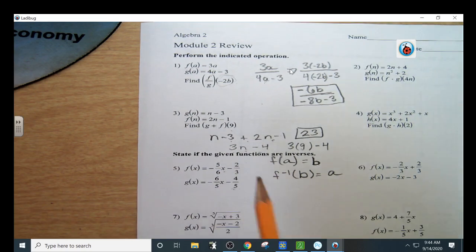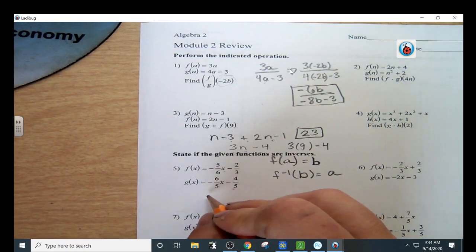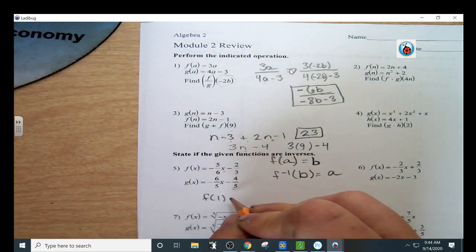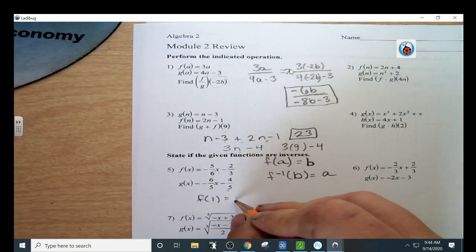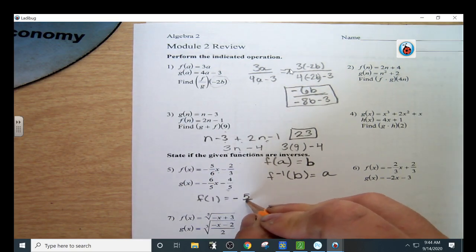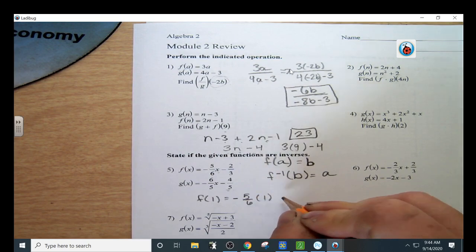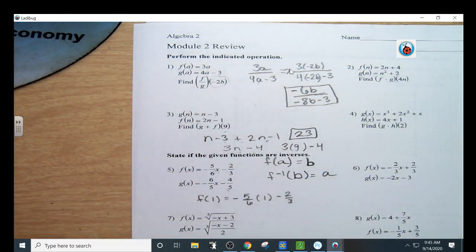So that being said, and I always try to use the smallest numbers possible. If I do f of 1, then this is the top one. Negative 5 over 6. Now guys, I just chose 1 because it's small and it's easier to work with.